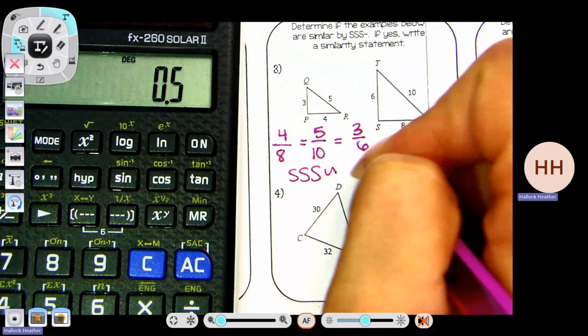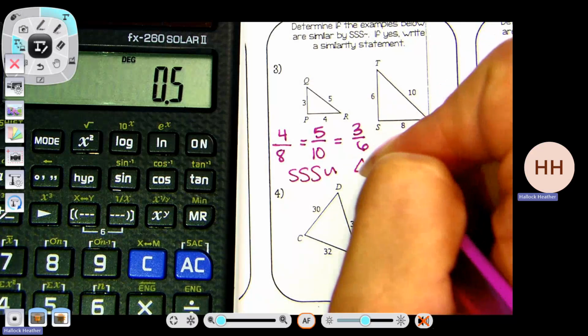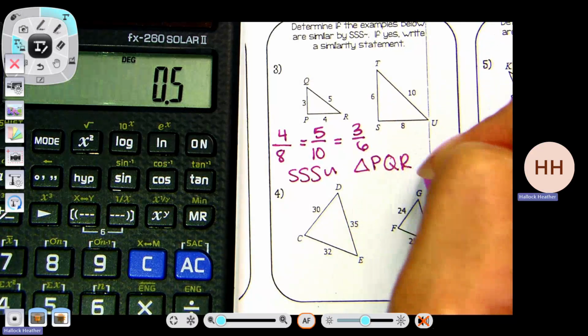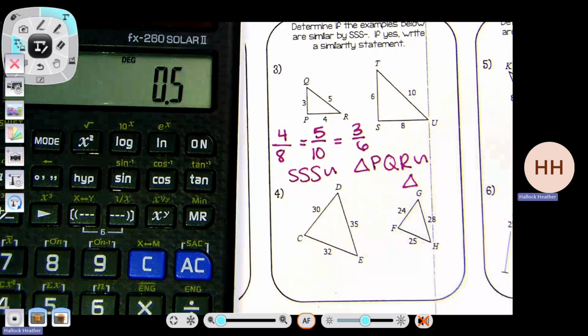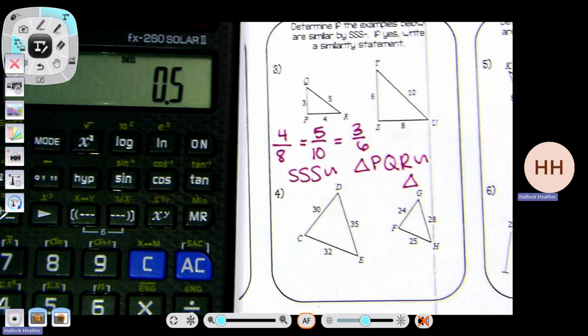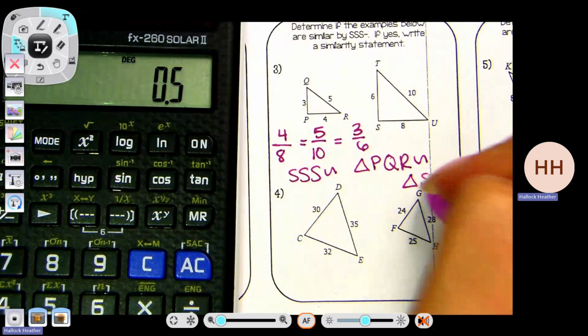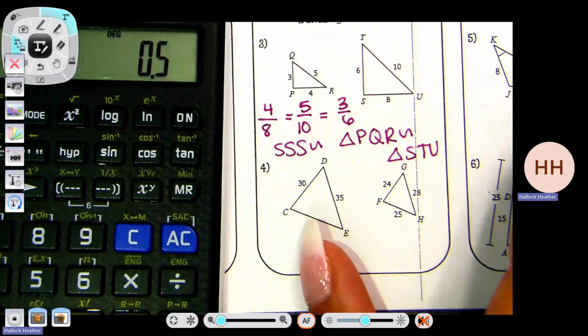And then I can write my similarity statement. So if I say P, Q, R, take a second, write your letter combination. So what matches with P? S. And then what? S, T, U. Okay, so try number 4.